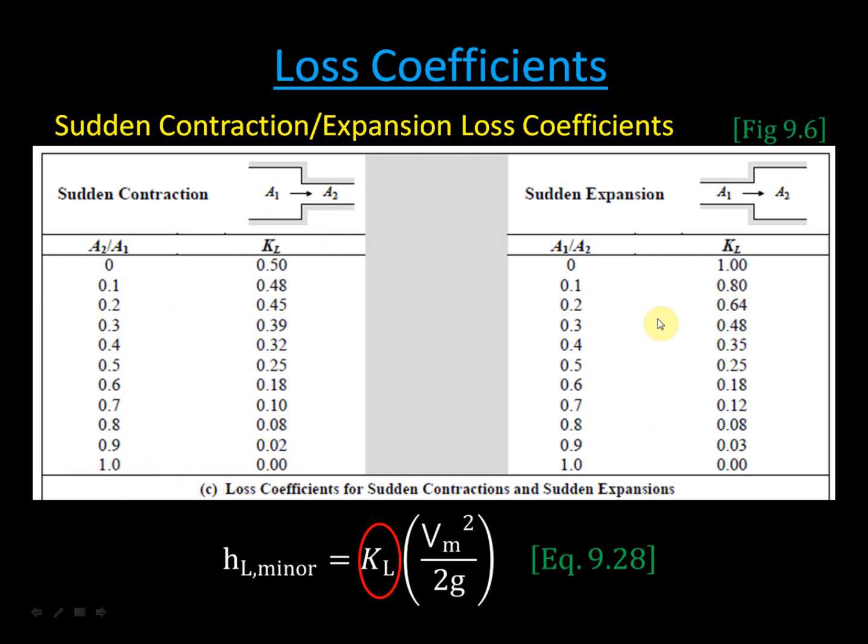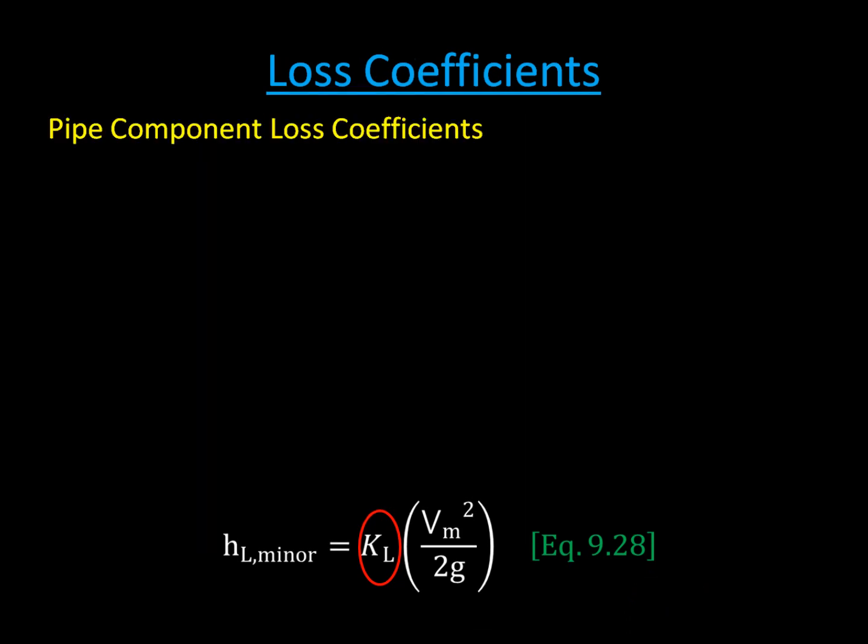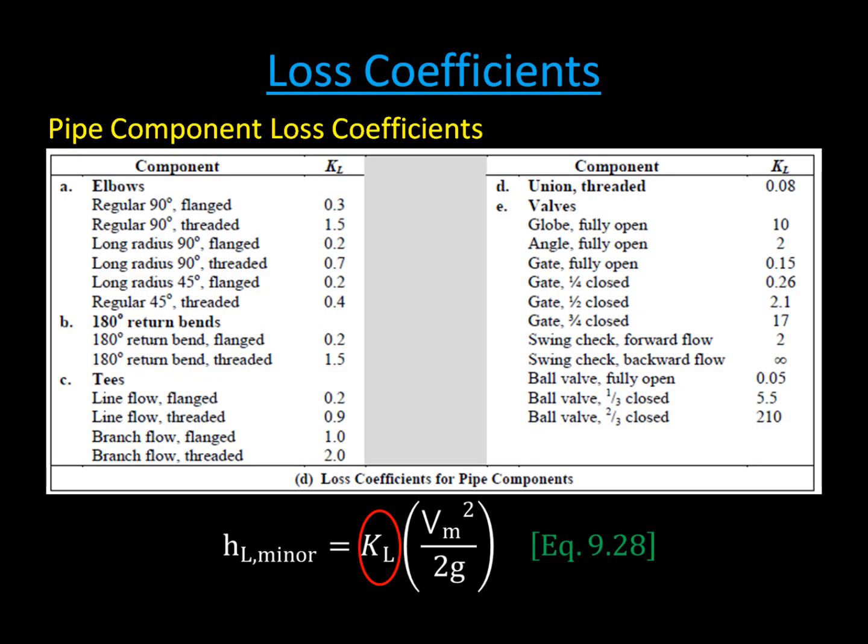And so you can look at the same thing for sudden expansion. I'm going from a small pipe to a big pipe in this case. It's a ratio of the small pipe to the big pipe. So make sure you keep track of which is A1, which is A2 in those ratios and the associated loss coefficients. So for pipe component loss coefficient, I have a huge list here. And this is not all-encompassing, this is not all-inclusive, but this is what you're going to need for this course.